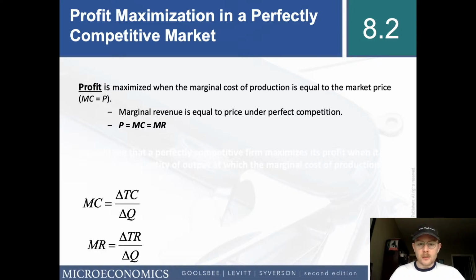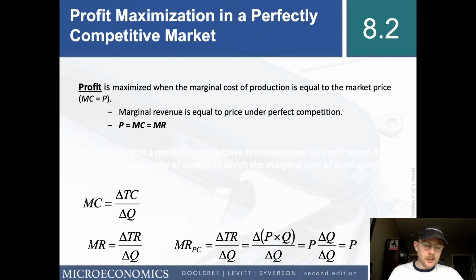Profit is maximized when the marginal cost equals the marginal revenue. It happens to be the case in perfectly competitive markets that price is equal to marginal revenue, and so in this case, profit is maximized when marginal cost equals price. But the important thing to remember going forward is that profit is maximized when marginal cost equals marginal revenue. This is just a special case where marginal revenue equals the price.